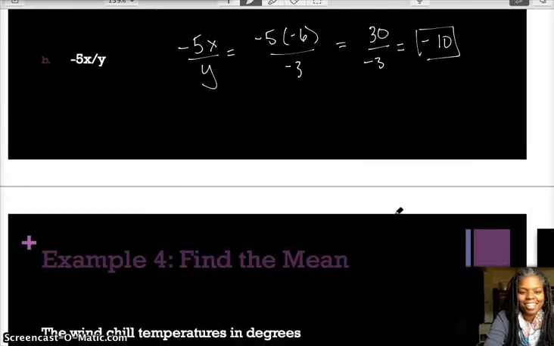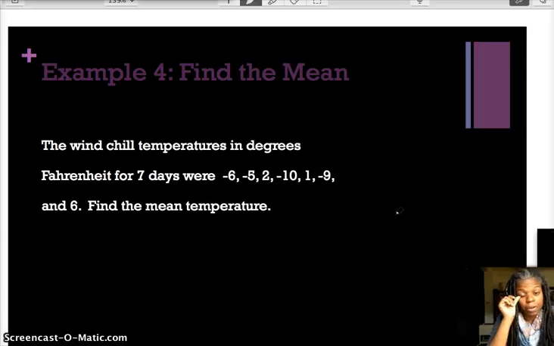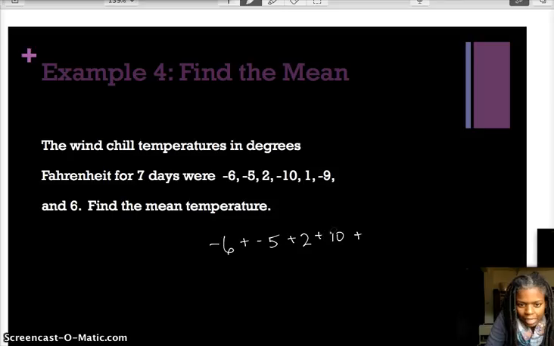All right. For this example, we're going to find the mean. The wind chill temperature in degrees Fahrenheit for 7 days are as follows: negative 6, negative 5, 2, negative 10, 1, negative 9, and 6. So that is 7 days. To find the mean, I need to add all of those numbers up: add a negative 10, add a 1, add a negative 9, add the 6 from down here, and I'm going to divide all of that by 7.